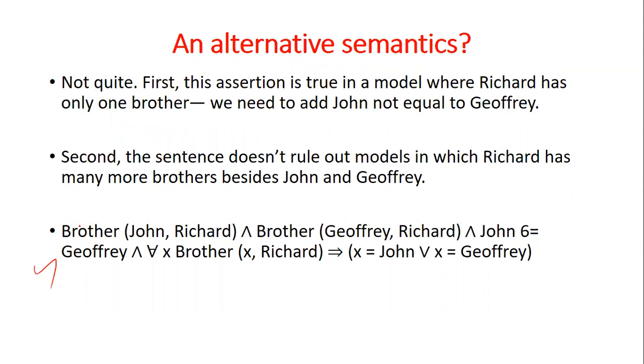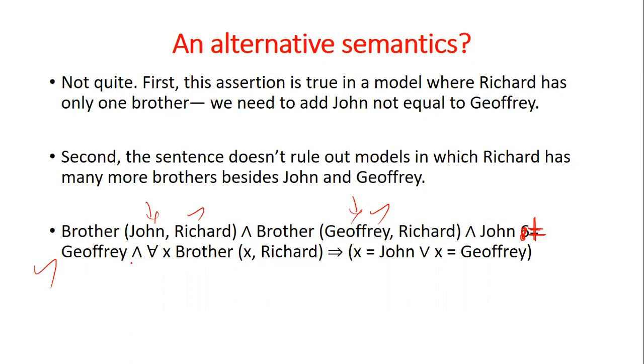The correct way of representation is brother of John, comma Richard, which means John is the brother of Richard, and brother of Geoffrey, comma Richard, which means Geoffrey is also brother of Richard, and John not equal to Geoffrey, which means that they both are not the same. John not equal to Geoffrey means John and Geoffrey are different persons.